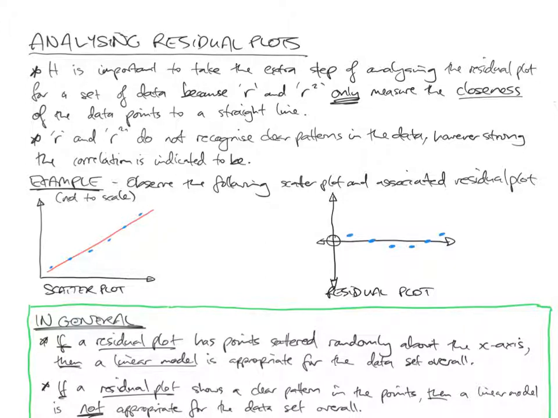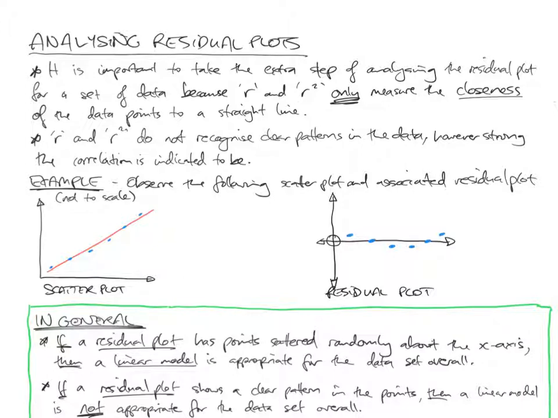The problem with that is r and r squared don't recognize any patterns in the data. All it talks about is the closeness, how strong that correlation is. It doesn't care whether the dots in the data lie in a particular way that indicates a line isn't the best method of describing the model of the data.